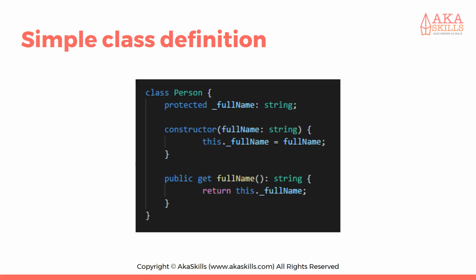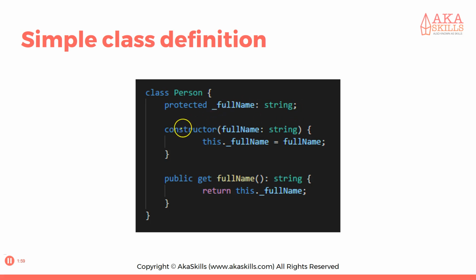Here is an example of a simple class definition. So what we have is class Person that has one field, a constructor, and a method. So how are we defining it? First we're saying class Person, and then we open a curly brace and close it here. Inside it, I'm saying protected, which is the access modifier. After that, the name of my field, which is _fullName. And then I'm defining the type, so colon string. And that's how I'm creating a protected field inside my class, which is of type string.